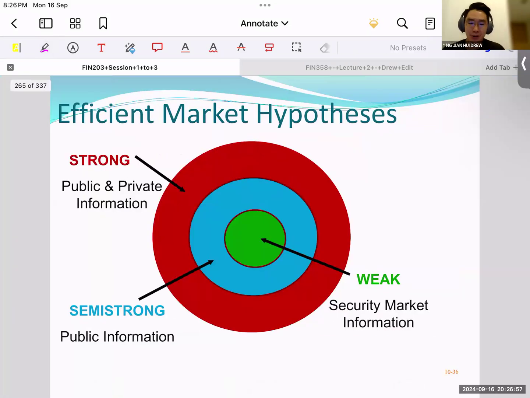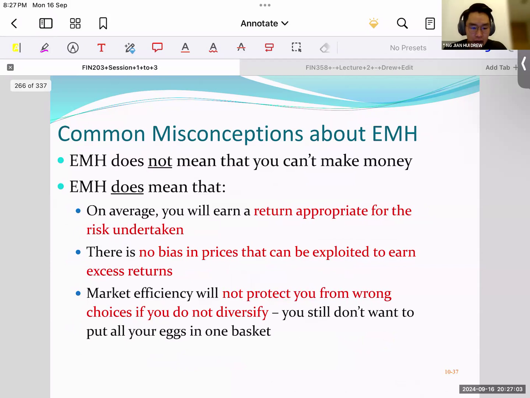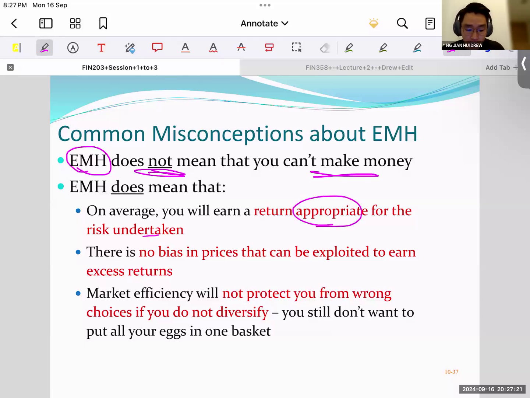Okay. So this is just a pictorial version of the efficient market hypothesis, nothing to talk about. This is just to emphasize again what I talked about earlier, that this concept of the efficient market hypothesis, which is a theory, does not mean that you cannot make money, right? You can make money, but you can only make money that is appropriate for the amount of risk that you undertake, right? So you take more risk, you get more returns, right? And there is no bias in terms of price that can be exploited to earn excess returns. So it means that you cannot get excess, abnormal alpha returns, right?